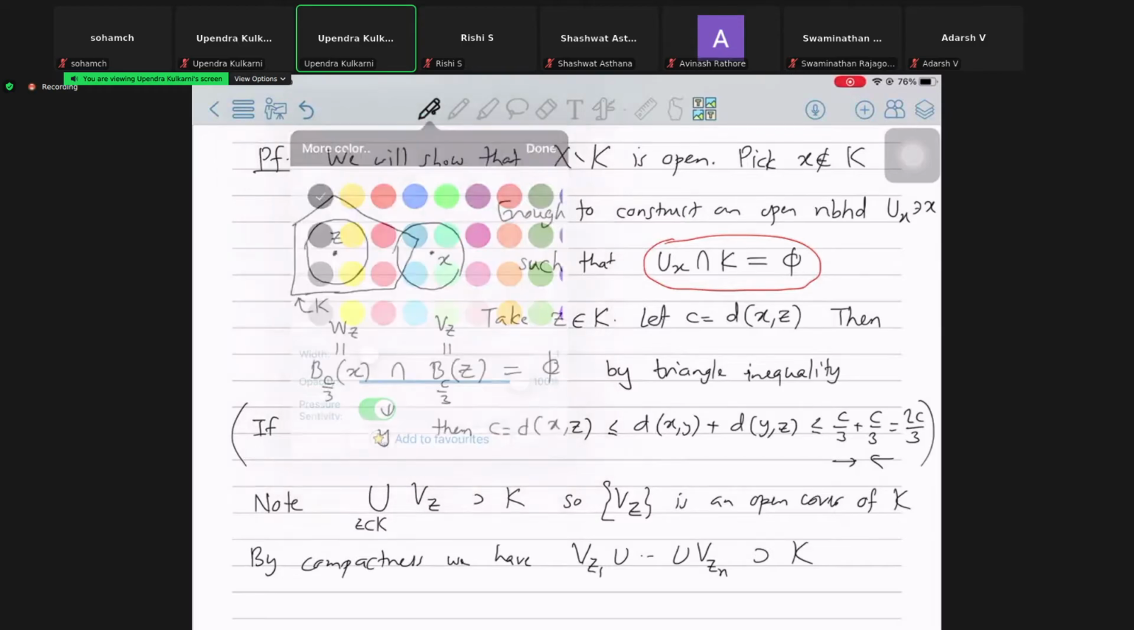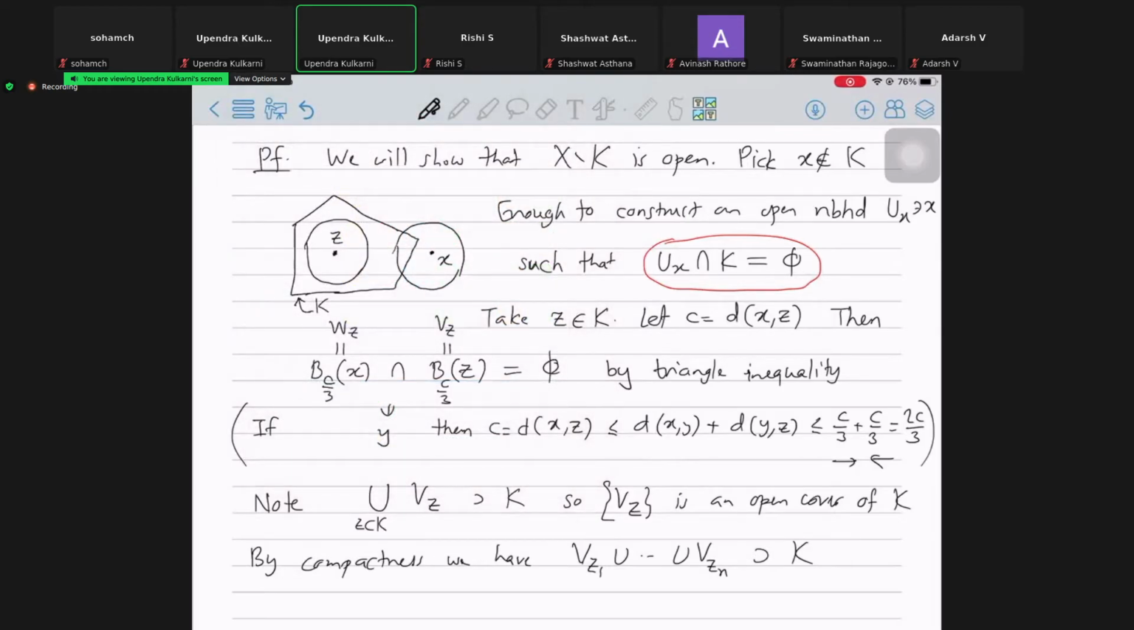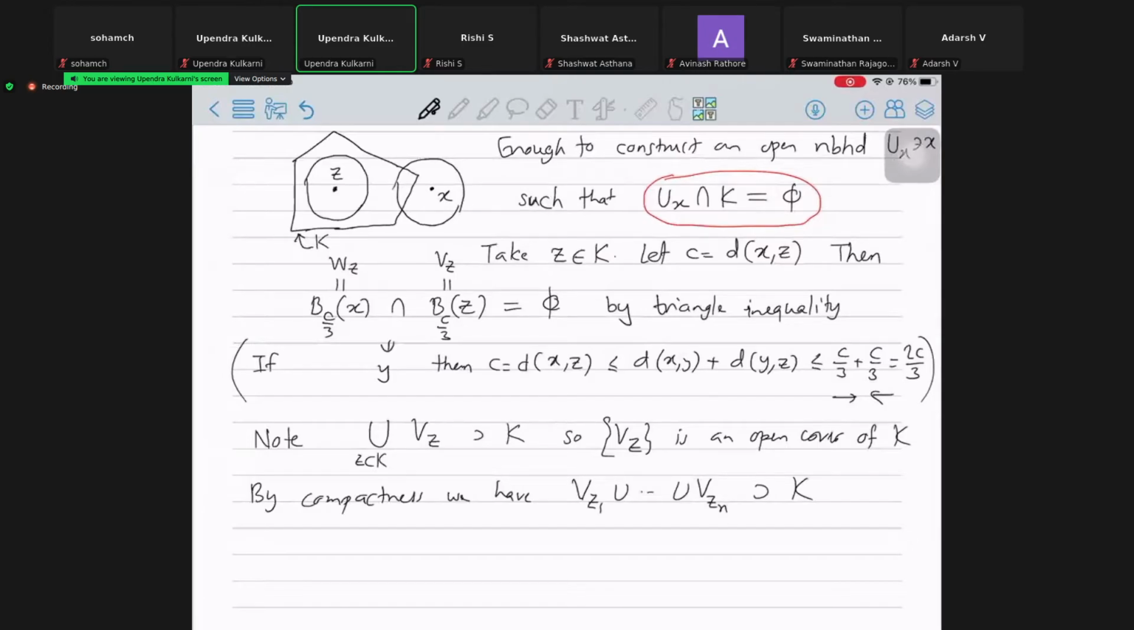So where is this U going to come from? I want to avoid K. All right, so how do I get to avoid K? Now only one small trick is required, and then our job is done. As W_Z and V_Z do not intersect for all Z, what happens if I take the corresponding W's, W of Z1 up to W of Zn?